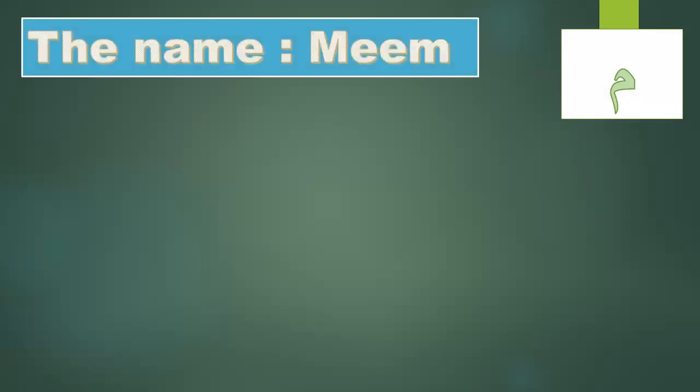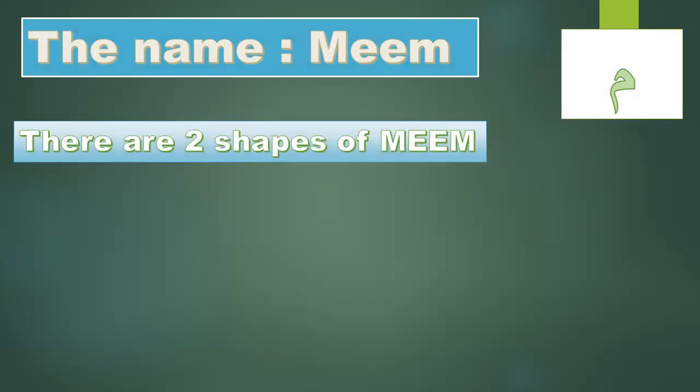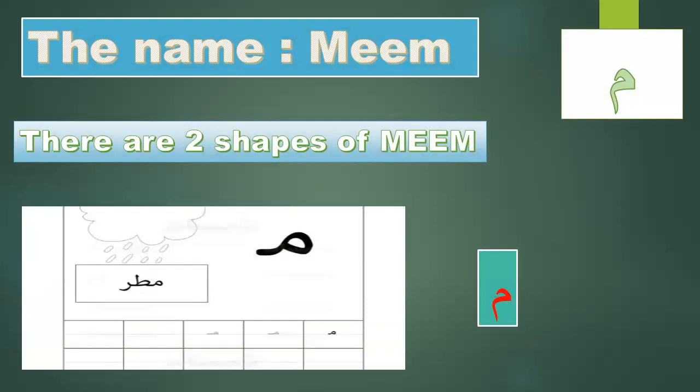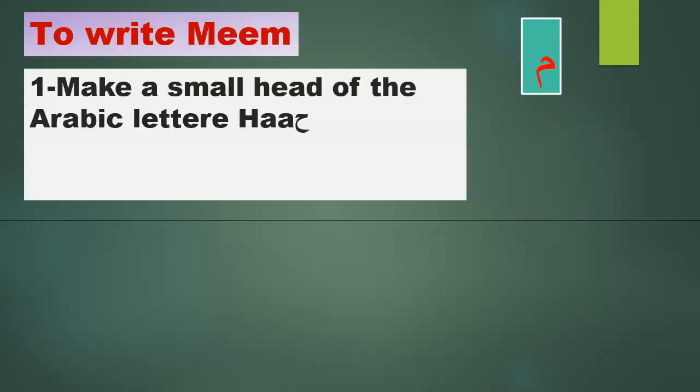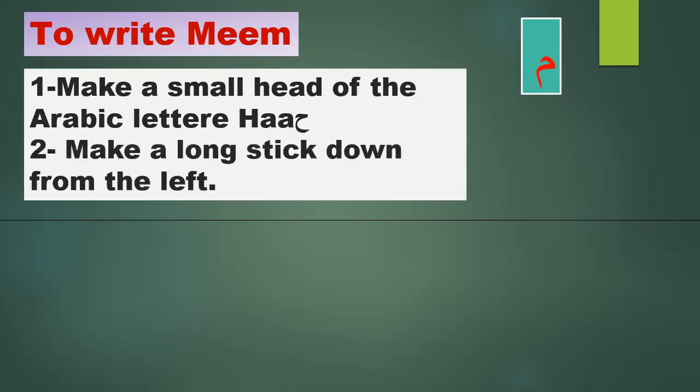The third letter today is mim. The name is mim. Please repeat after me. Mim. Mim. There are 2 shapes of mim. Mim like this and mim like this. Now we will learn how to write the first shape of mim. Make a small head like the Arabic letter Ha. Make a long stick down from the left. Yes, it's mim.